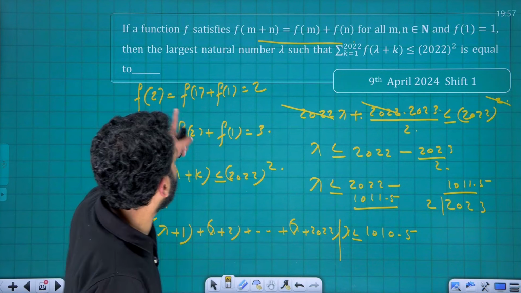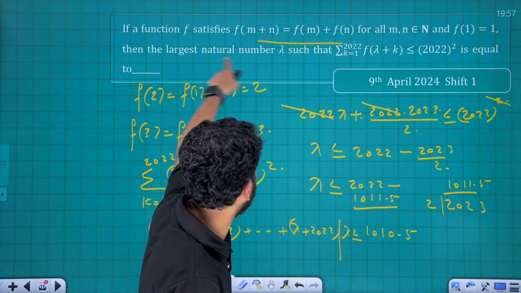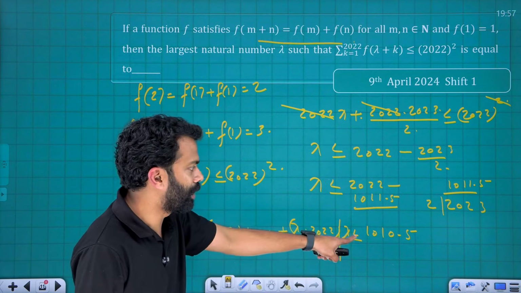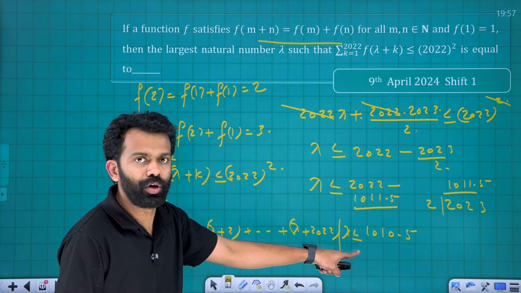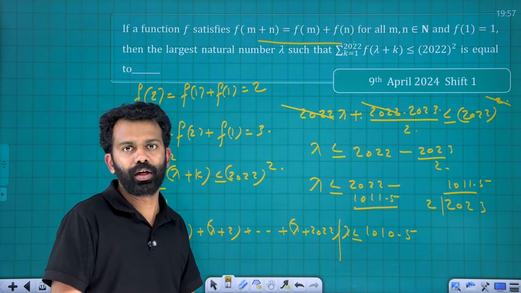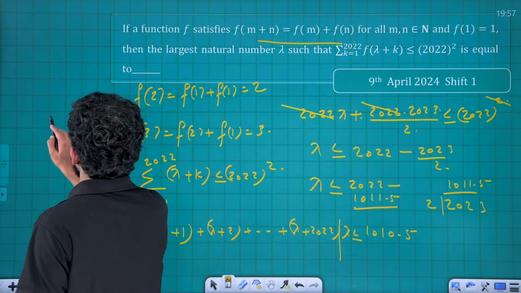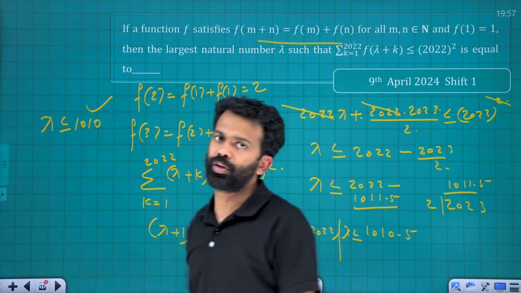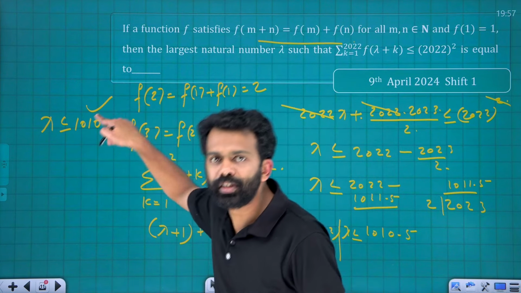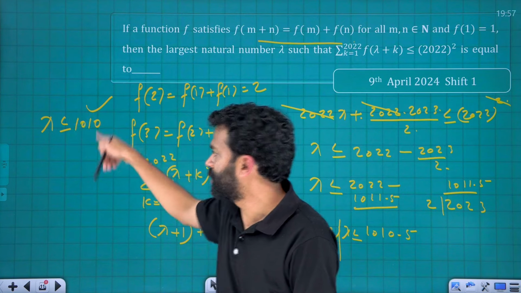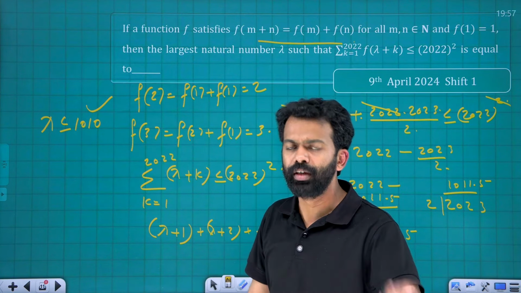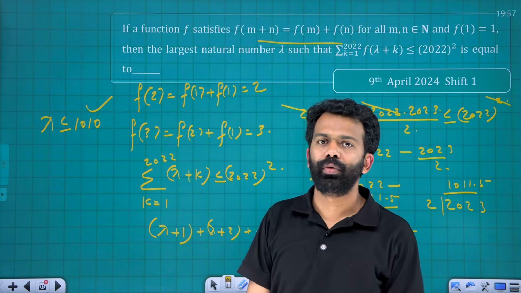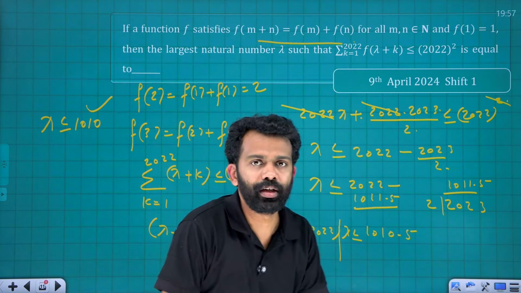Therefore, you need to find the maximum value of lambda, and it should be a natural number also. If lambda is less than or equal to 1010.5, what should be the first natural number you should consider? That is 1010. So lambda less than or equal to 1010, that should be our maximum value. Hope you got the idea here.